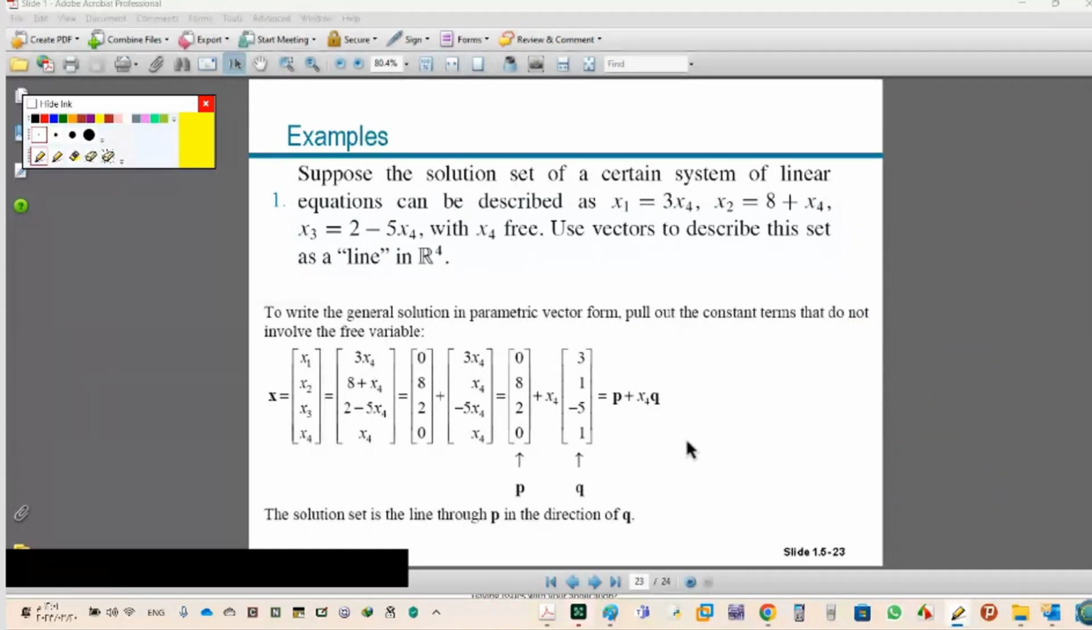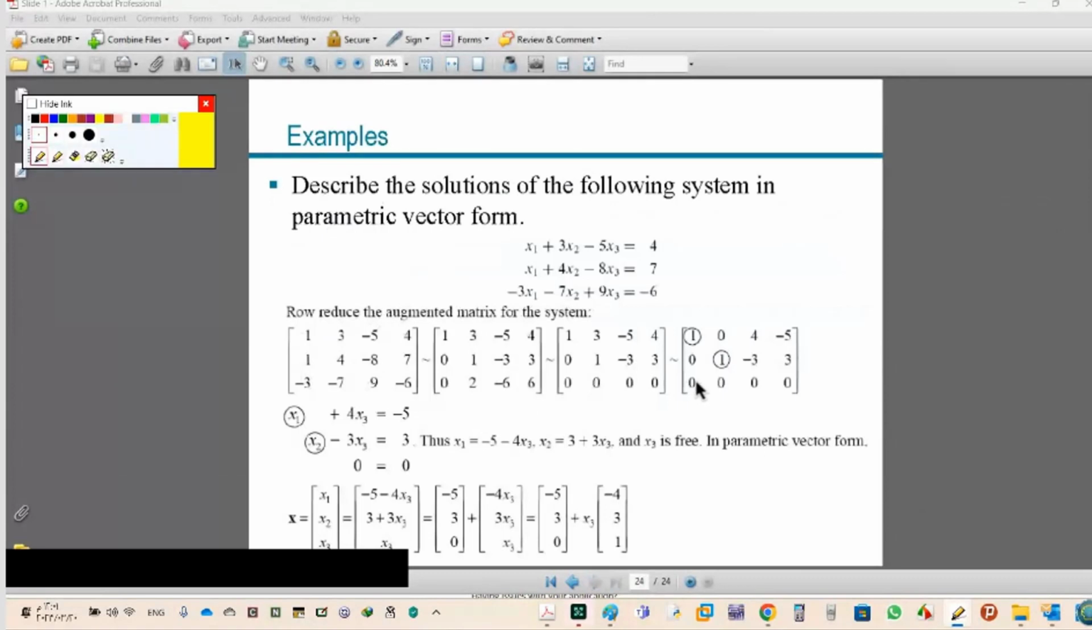And here also they told me the system of this one. Now, it's a good question. Describe the solution of the following system; he gives me the system in parametric vector form. Now, let's start with this question.